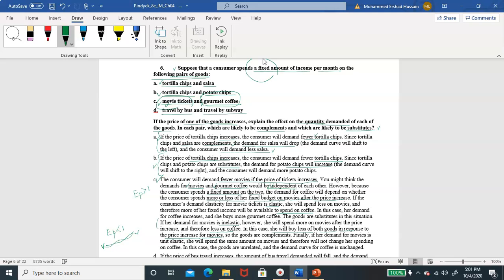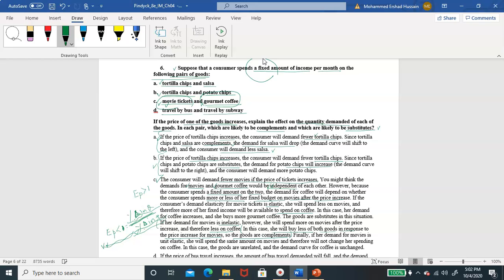So you know that this is price elasticity of demand. This is the ratio of the percentage change in quantity divided by the percentage change in price, right? So this delta means change. Here the ratio is less than 1, which means even if the price changes a lot, the numerator, the percentage change in quantity, is not so high. In this case, she will buy less of both goods in response to the price increase for movies. So the goods are what?